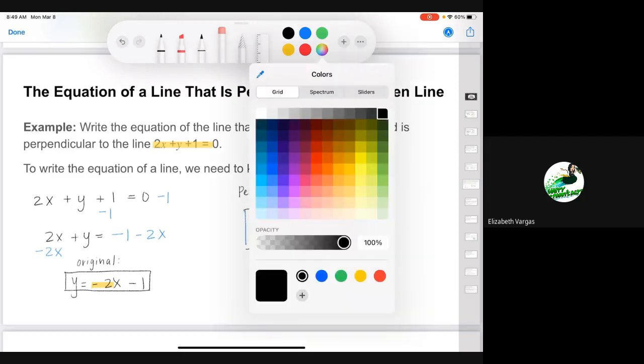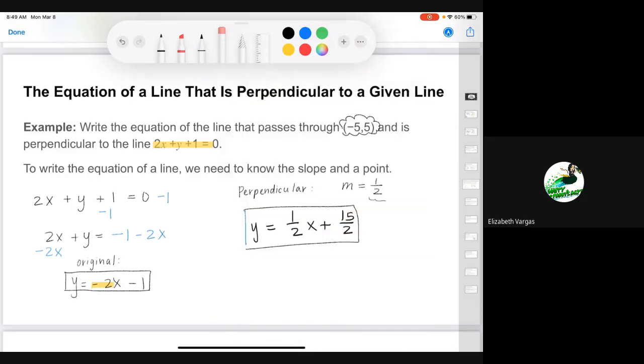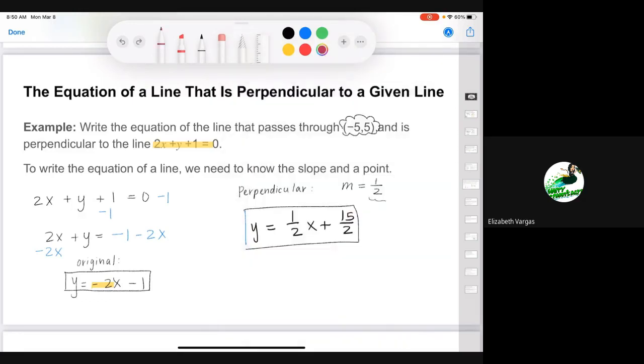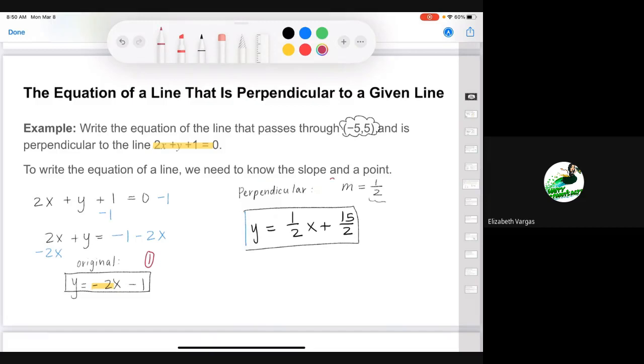So what did we do here? First thing we did, we looked for the equation of our original line right here. The next thing we did is we identified what the slope of our new line would be, given that those two lines are perpendicular to each other. So we have to identify the negative reciprocal.